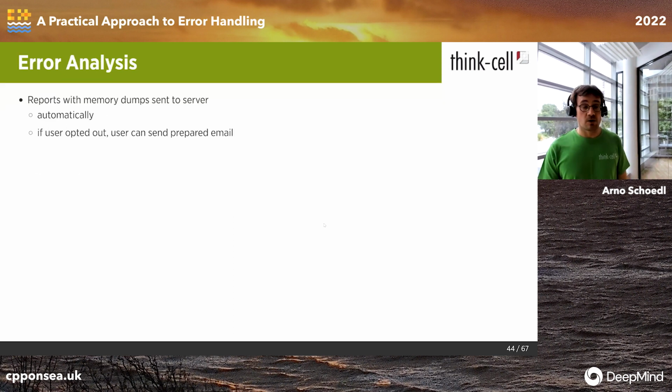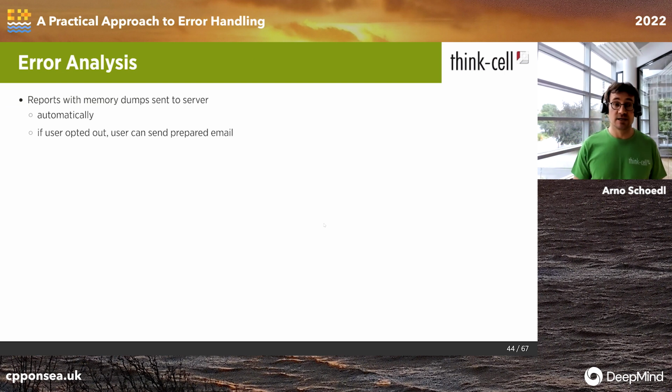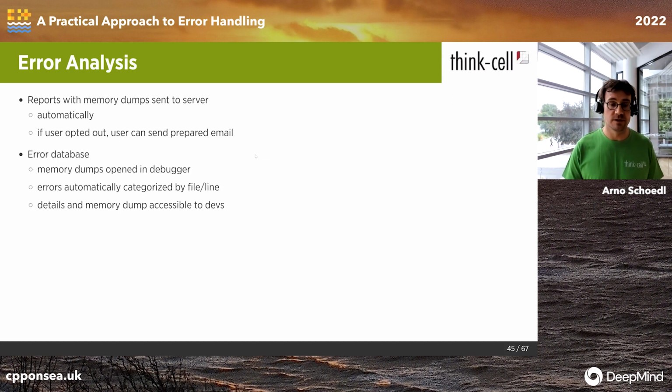Okay, so once we send all these things to the server, these reports, what do we do with them? They are usually sent automatically. And if the user opted out, we also have a way for the user to send a prepared email. So she can actually click on some button and say, I want to report this error to ThinkCell.